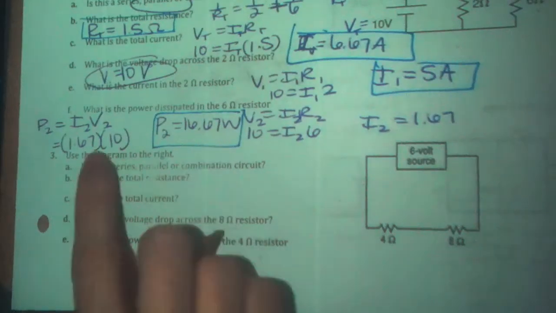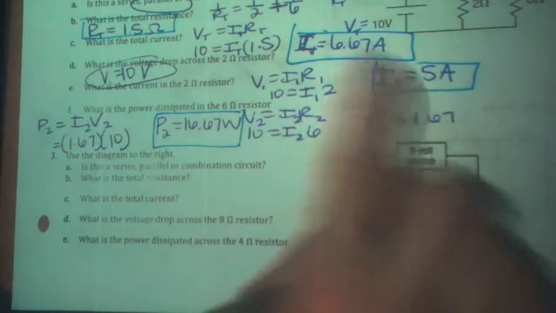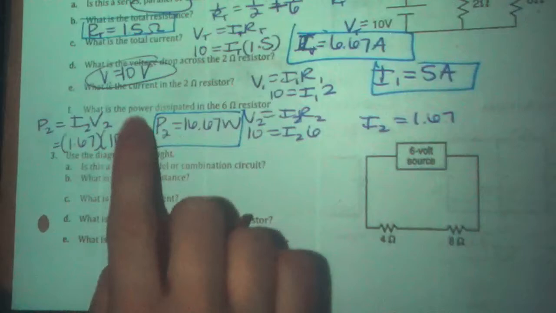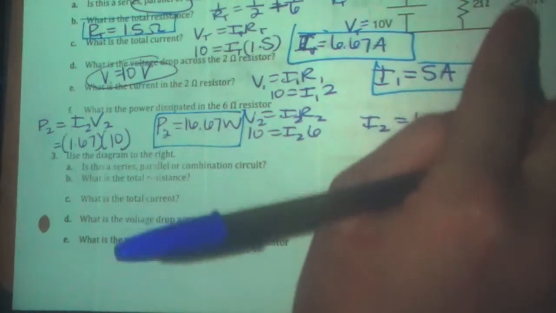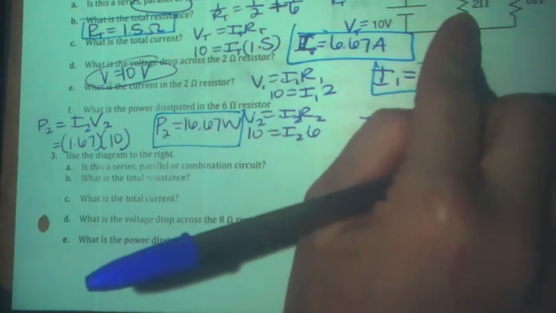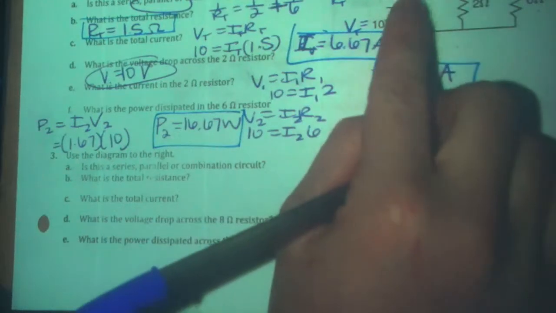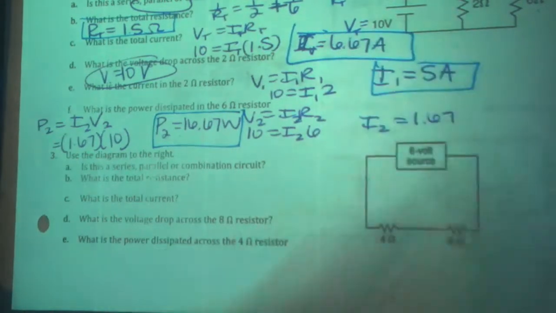Why we use this current 1.67 instead of the 5 or the 6.67 is because I'm specifically looking for the power in the second resistor. If I wanted the power in the first resistor, I would have used the 5. If I wanted the total power, I would have used the total current.